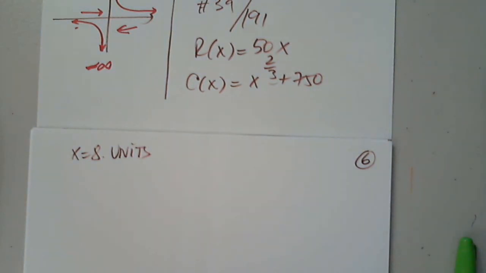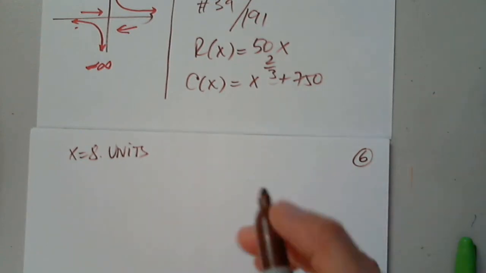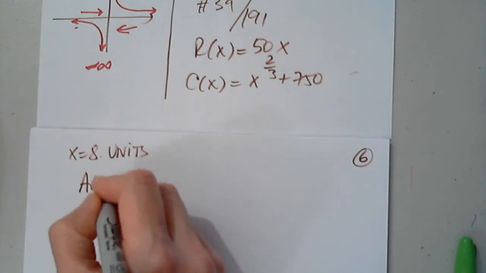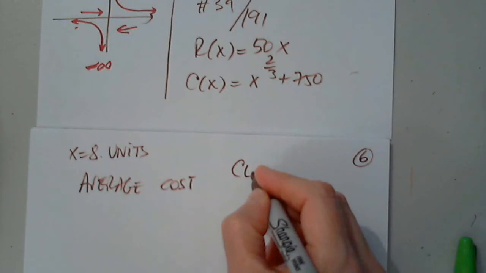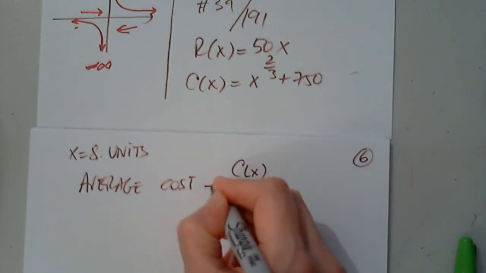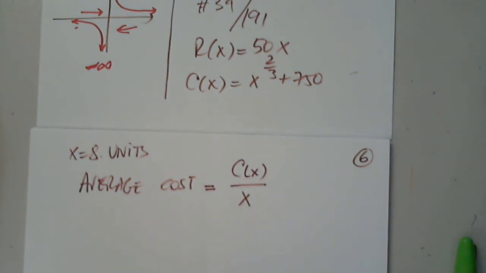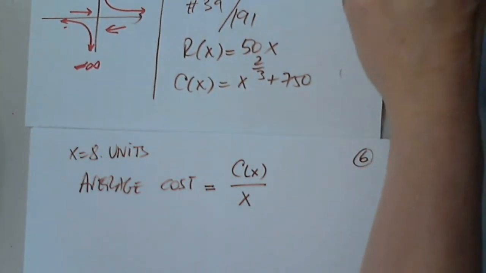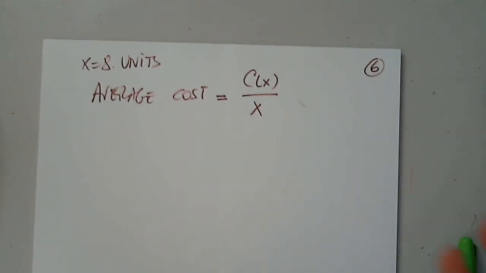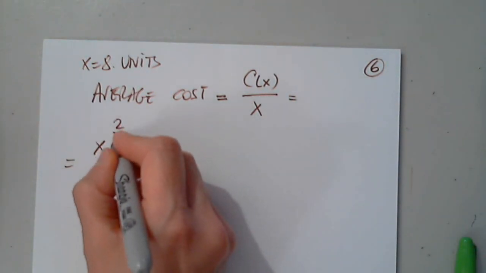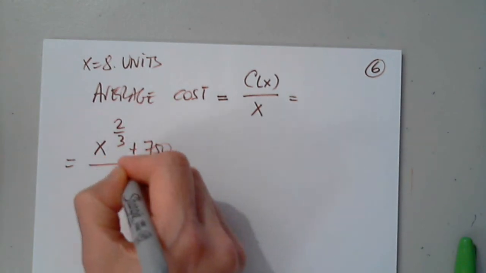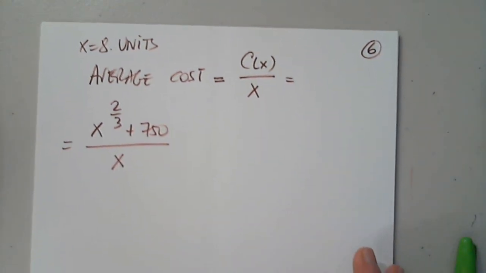Okay, fine. I deleted it. So the average cost function is C of x over x. We had all these functions. We talked about them. So the average cost will equal the cost function, which is x to 2/3 plus 750, divided by x.